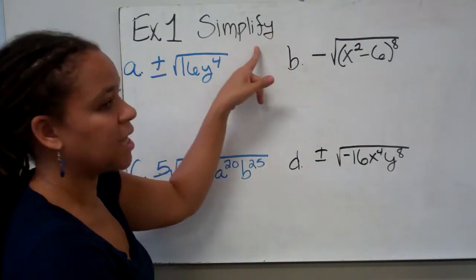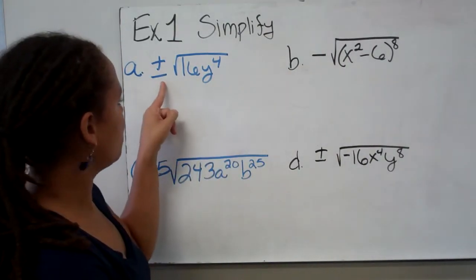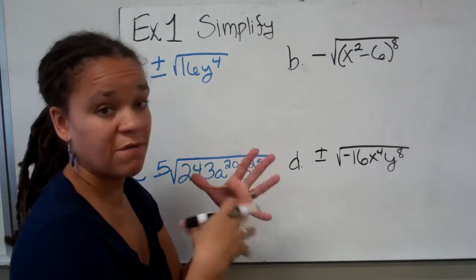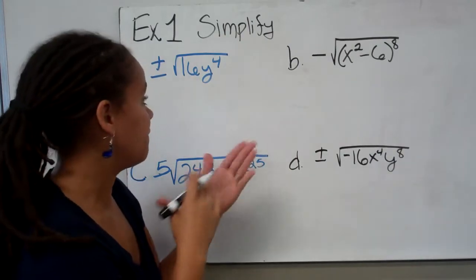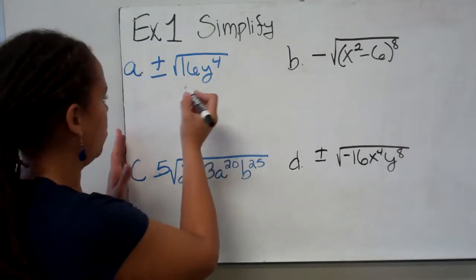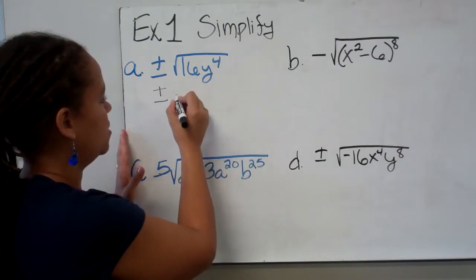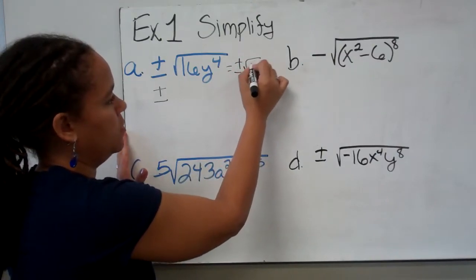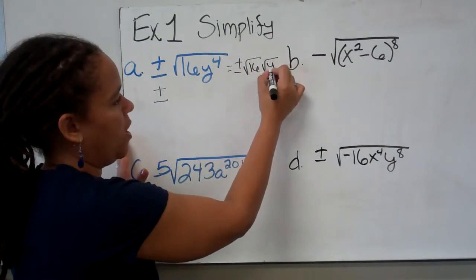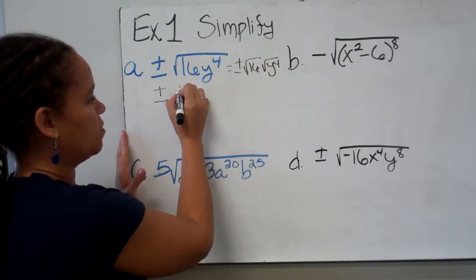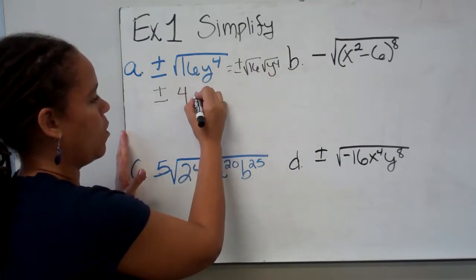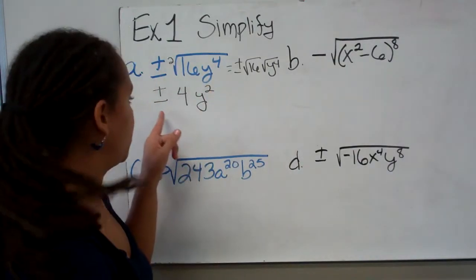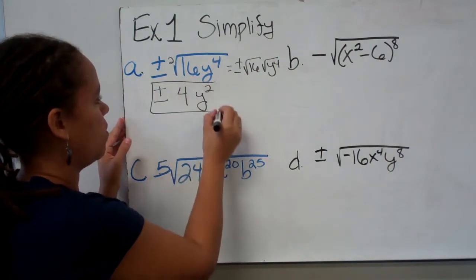So example 1 says to simplify. If we have plus or minus the square root of 16y to the 4th, we want to simplify that. Now notice we have plus or minus, so that means we need to have an answer, plus or minus. So we're going to have plus or minus the square root of 16, remember, this breaks down into the square root of 16 times the square root of y to the 4th. We can break it down. So this would be 4. Y to the 4th divided by the 2 would be y squared. So this just turns into plus or minus 4y squared.